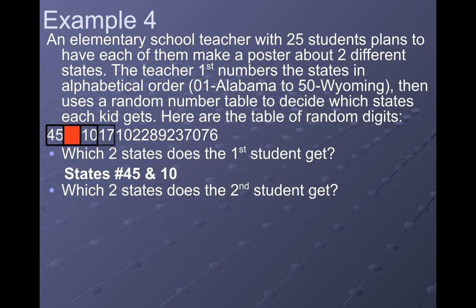So the next 2 digits are 17. That works. The next 2 digits are 10. Now that would normally work, but what's the problem with that? Well, the first student already took state number 10, so we can't use that again. And then we have 22. So that means the second student is going to do a poster about state number 17 and state number 22. Okay? And we could continue doing this until we got to all 25 students.